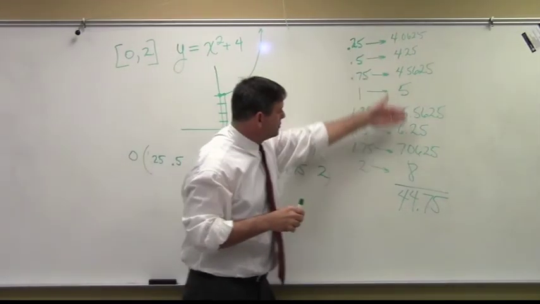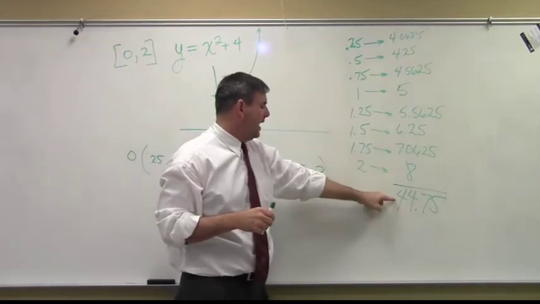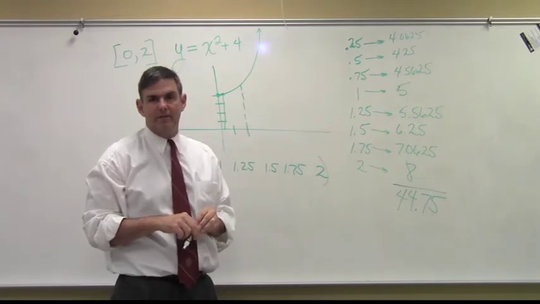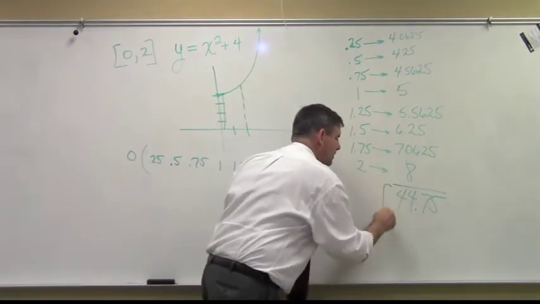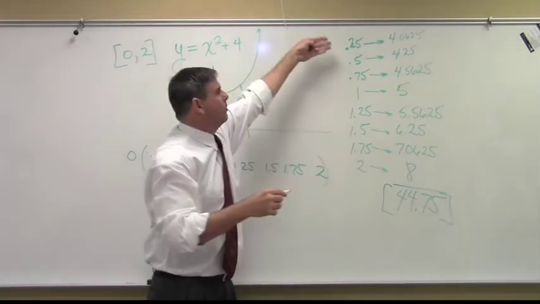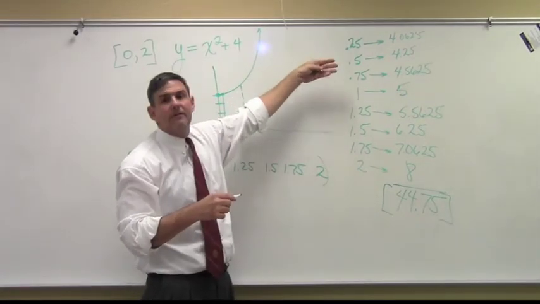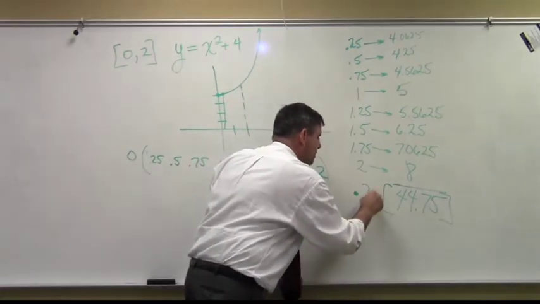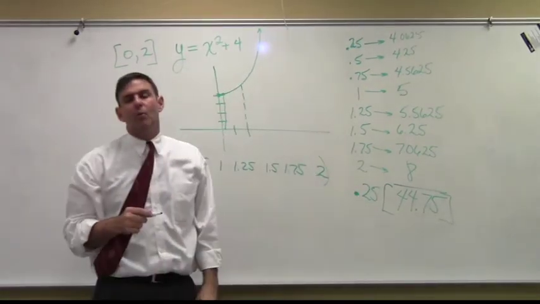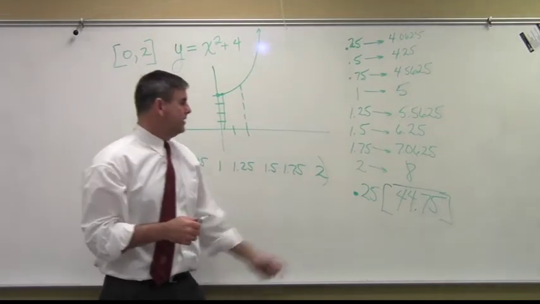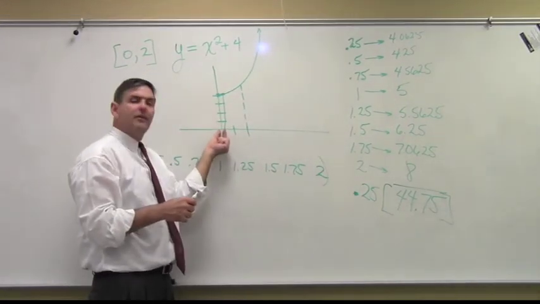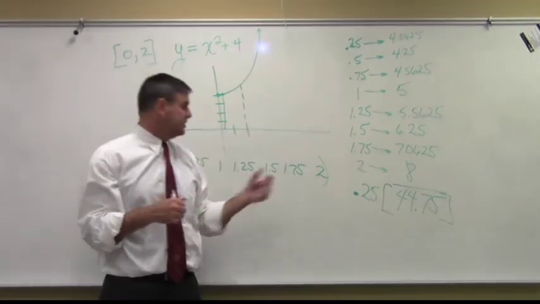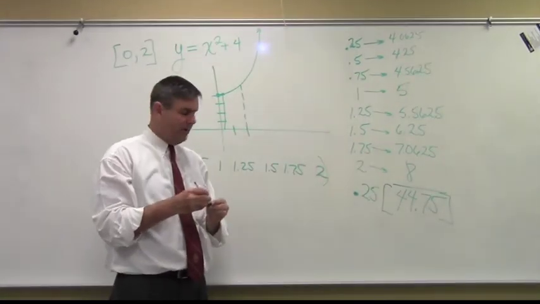So as I said, there's all your values, and the sum of those would be 44.75. But remember, those are all my f of 0.25, 0.5, 0.75, etc. Remember, the last step is that I have to multiply by the widths of the rectangles. So 0.25 is the width of one small rectangle, times the height of each rectangle, and it's been factored out just like I did in the earlier problem.